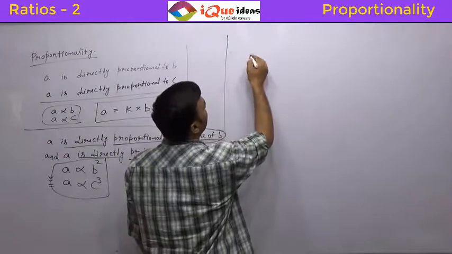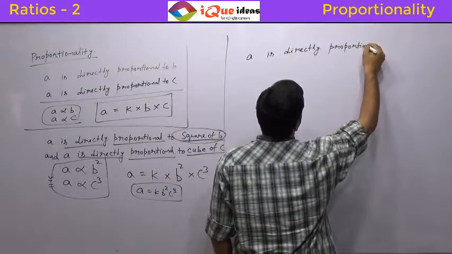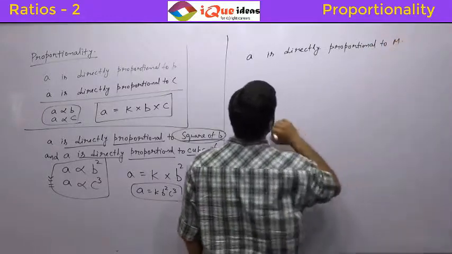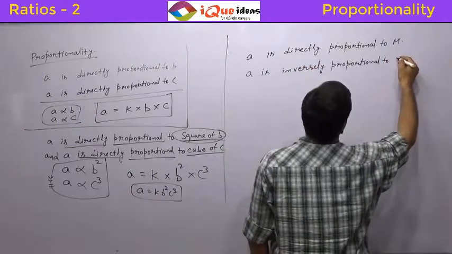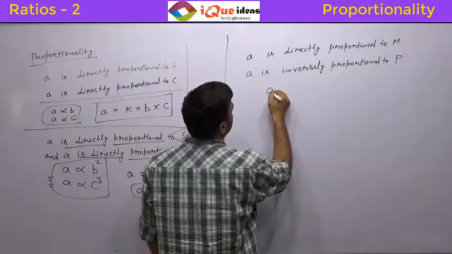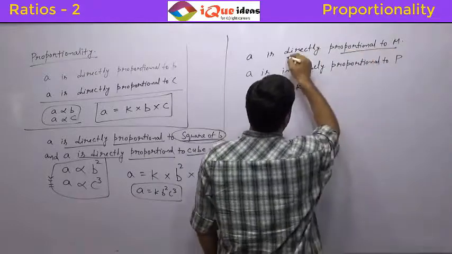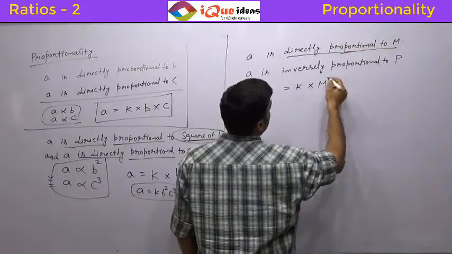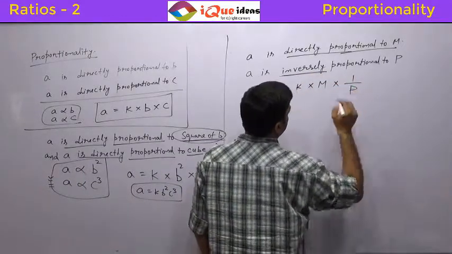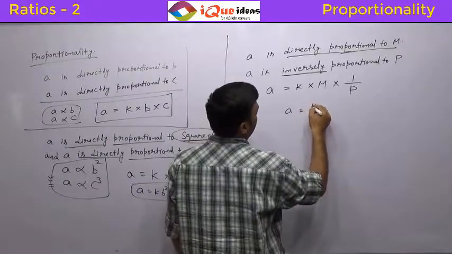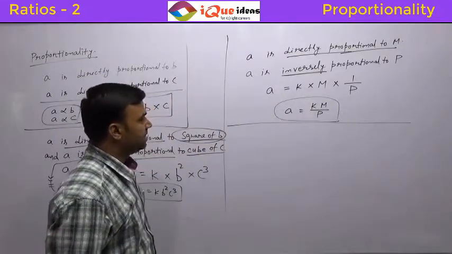Suppose we say that A is directly proportional to M and A is inversely proportional to P. Now in this case, the relation can be directly written as A equal to K into, now M is directly proportional, A is directly proportional to M, so M directly will come. But P, for P it is inversely proportional, so P will be written as 1 by P. So in one go you have the relation as K M upon P. Please try and understand that. Right? Let's take one last situation.